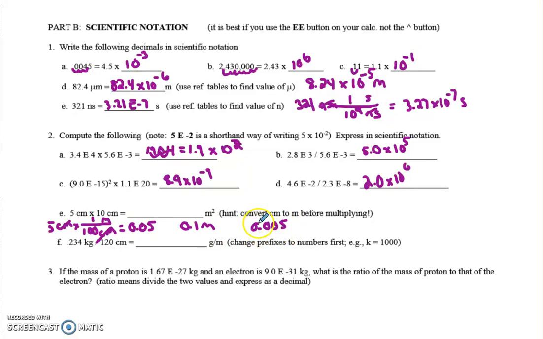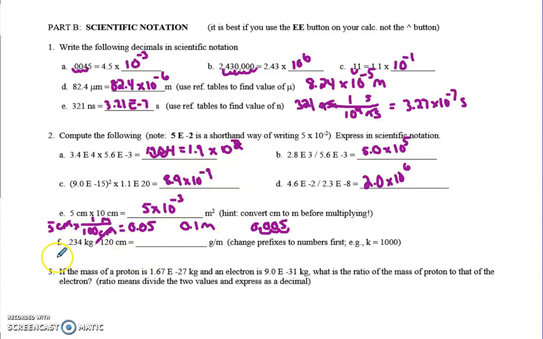0.005, and then I want to express this in scientific notation. So I move the decimal 1, 2, 3, and so I get 5 times 10 to the minus 3 square meters. Okay, so if you have something different, be sure to convert your units first.